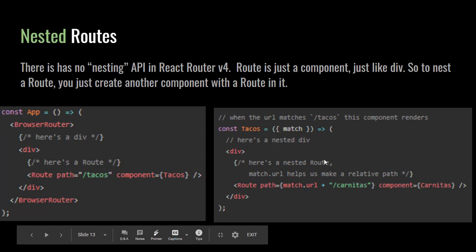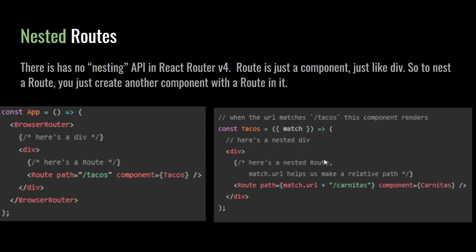So we have another route. We might have another one, only accessible once we load this component up and, inside of that component, it can click another route. It'll handle it only within this component. So here's a nested route.